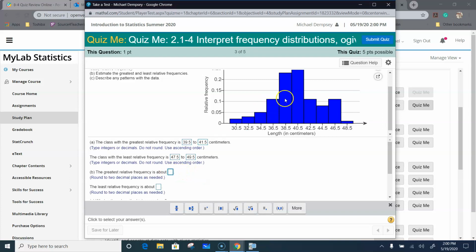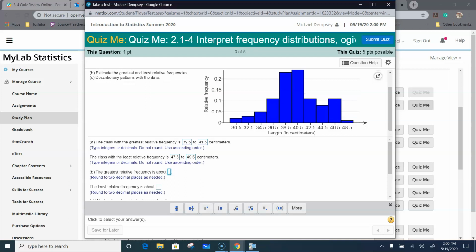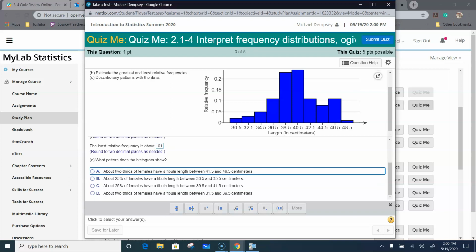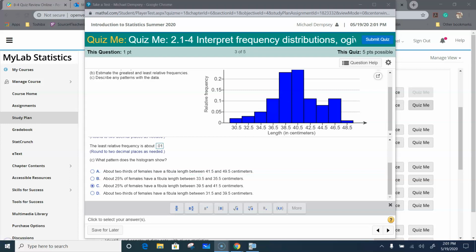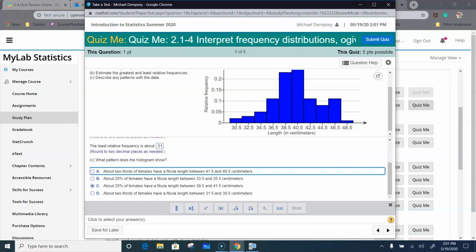Their greatest relative frequency is about 0.25. Okay, and the least relative frequency is about 0.01, I would guess. Okay, what pattern does the histogram show? Now I didn't add any percentages up, but if we go from 39.5, it's like right in the middle, to 41.5, that says that that's about 25%. That sounds about right to me, and it looks like that's where we estimated that bar to go to anyway.